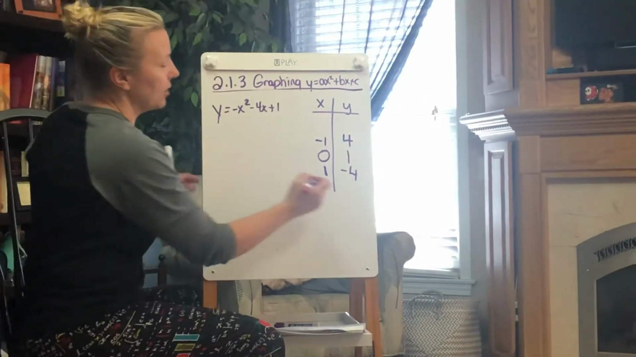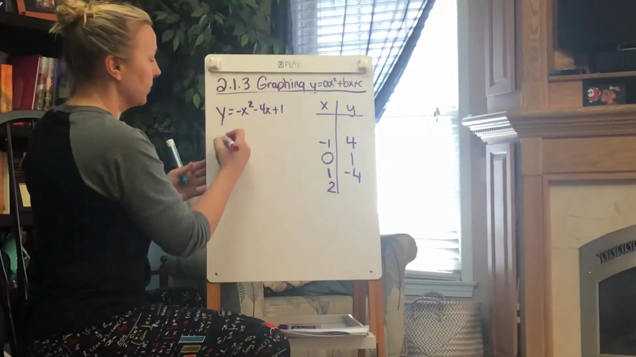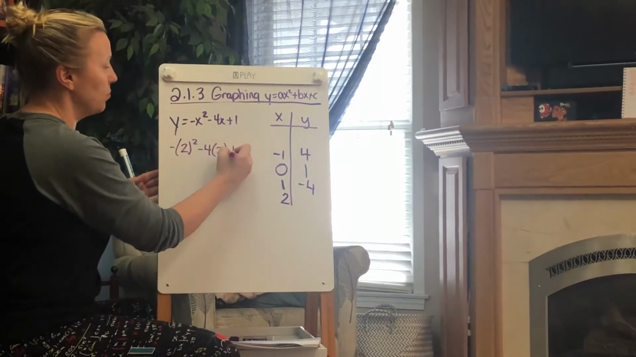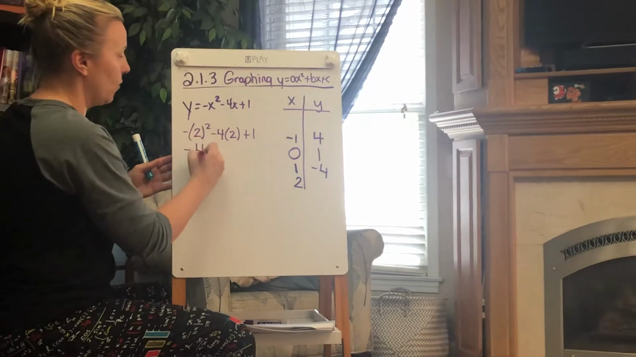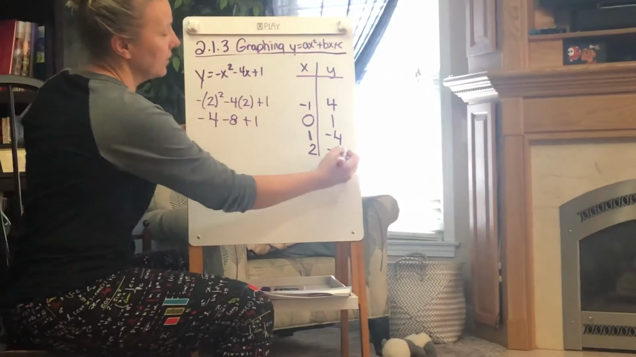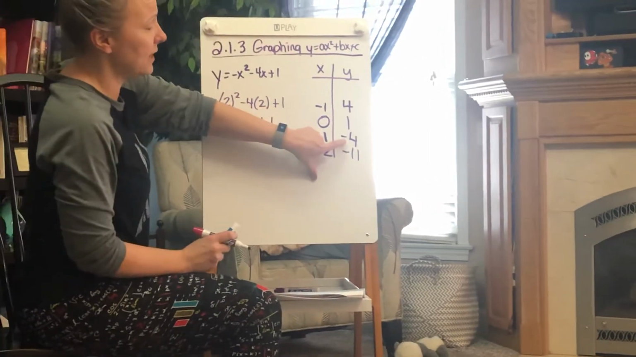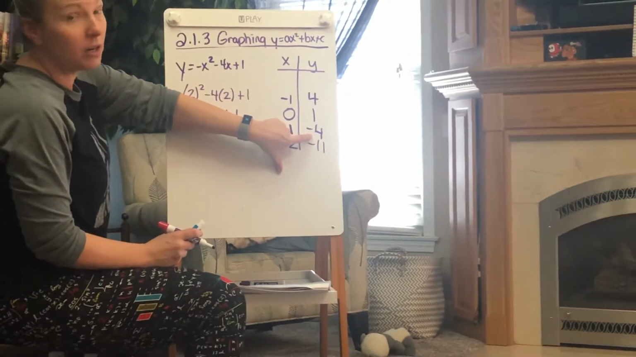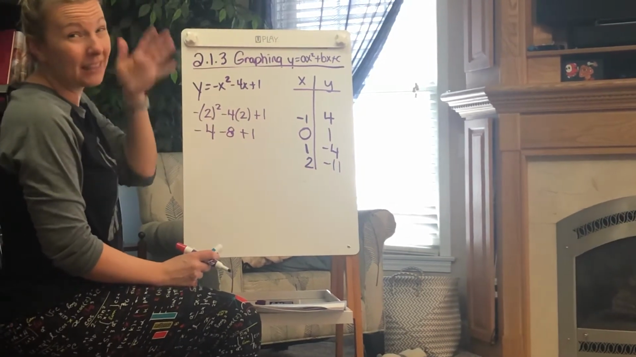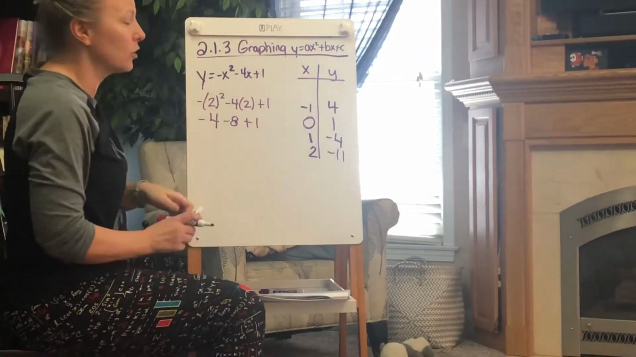So let's go back down here to positive land and pick 2. So we get negative 2 squared minus 4 times 2 plus 1. So I have negative 4 minus 8 plus 1 gives me something like negative 11. And then you should look at this and say, hey, there's a really big jump here. Going from negative 4 to negative 11 is 7 steps, and that's a lot, and you don't want a lot, so you're probably going in the wrong direction.